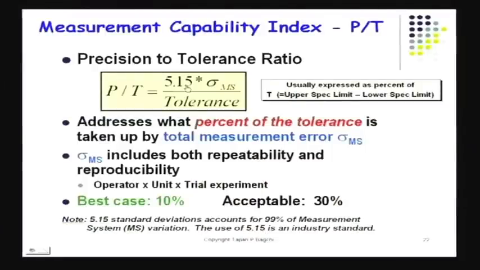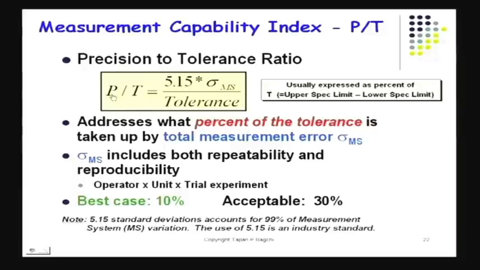MS is the measurement system. So, that gives you an idea of the variance that is introduced by the measurement system itself. Divide that by the tolerance, and this ratio should be of the order of 10%. The best case picture for this is 10%. An acceptable limit in some industries is 30%. Not in all industries, but some industries will accept this precision to tolerance ratio as high as 30%.